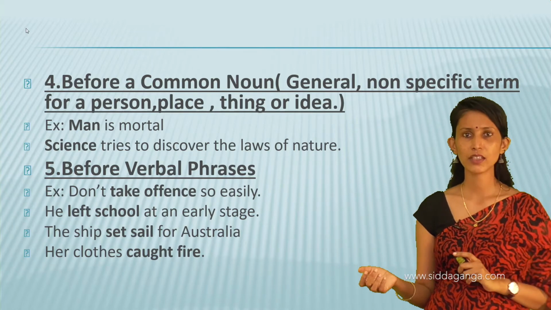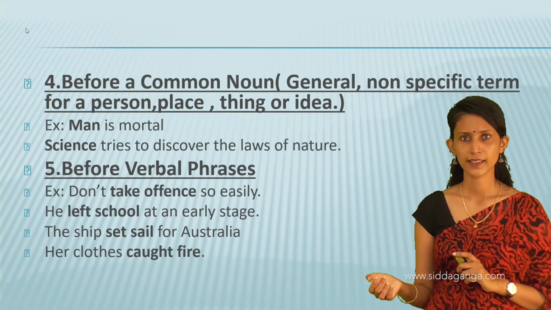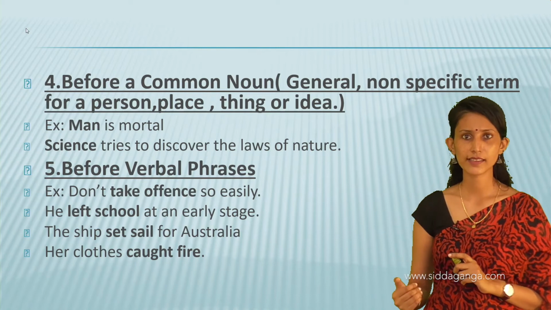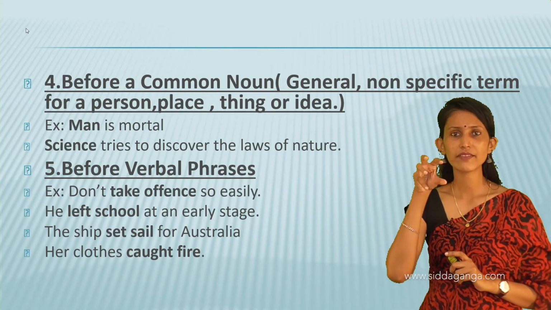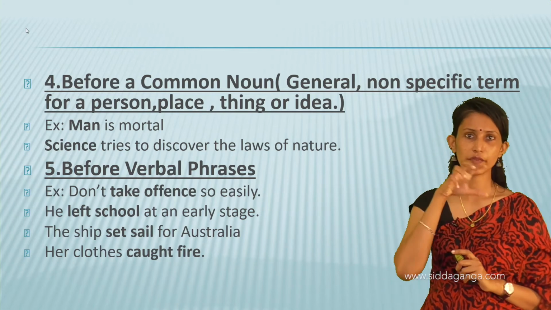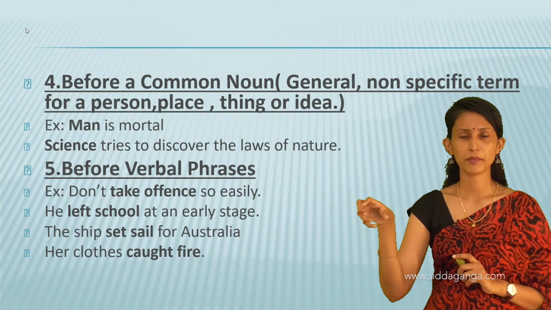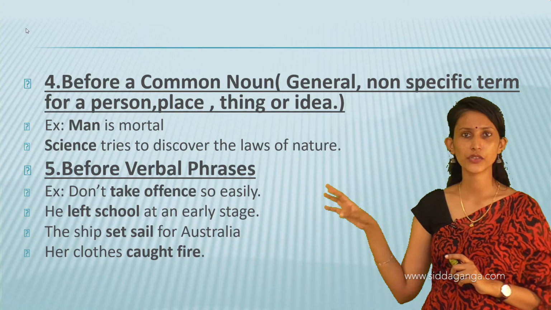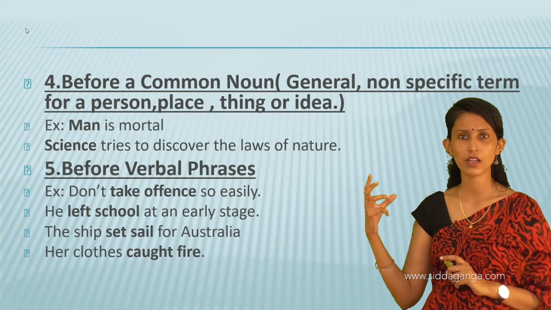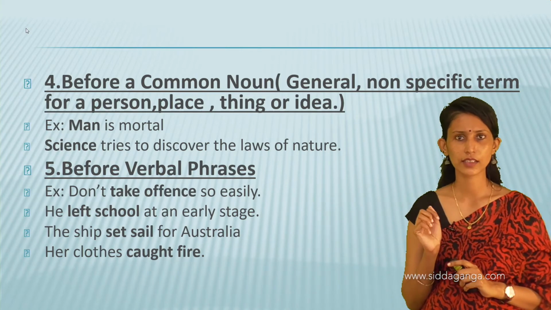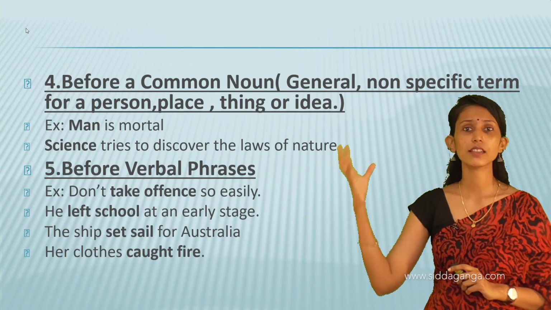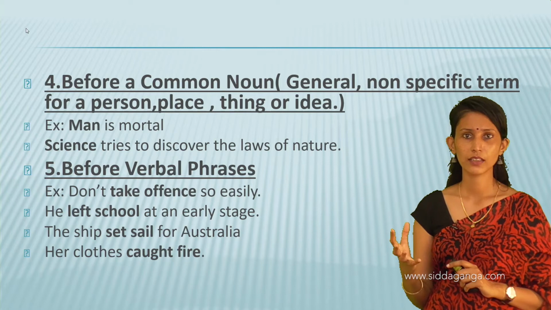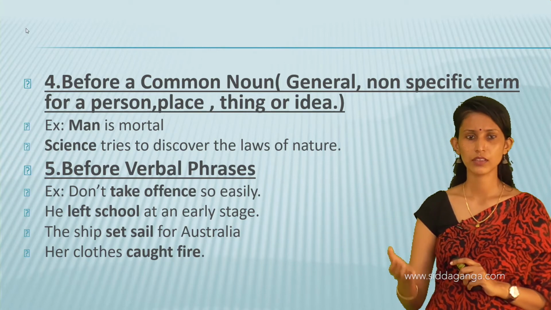Science tries to discover the laws of nature. Science can be categorized, isn't it? Science is a larger concept. Now, why do we have different fields in science? Why do we give physics, chemistry, mathematics and biotechnology, biochemistry, food science and technology? All come under science. So, science is a larger concept, isn't it? Humanities is a larger concept. It's a common noun.